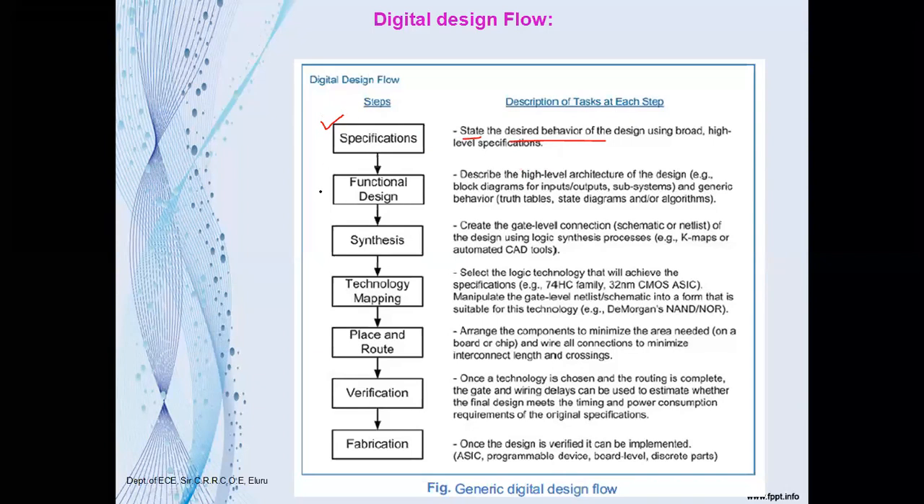And the second one is the functional design. Here the functional design describes the high-level architecture of the design, nothing but the block diagram. At the specifications, you have a full adder with three inputs and two outputs. At the block diagram, you have two half adder circuits with their input and output connections. That is the functional design, the block diagram.